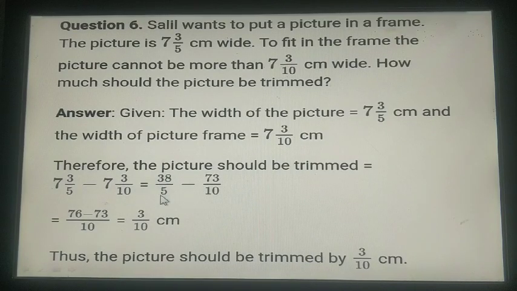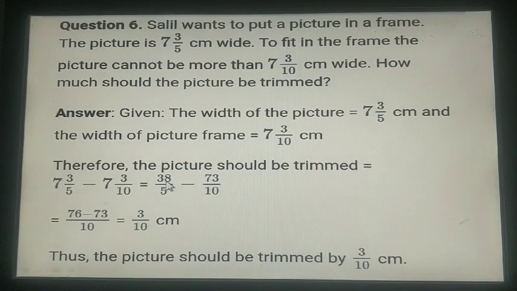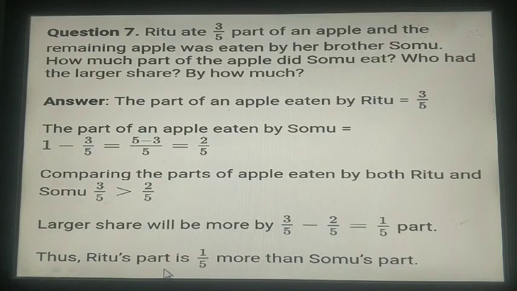Convert into improper fractions like this. Take the LCM of 5 and 10 as 10. So 10 divided by 5 is 2. 2 into 38, 76. Minus 10 divided by 10 is 1. 1 into 73 is 73. Your final answer is 3 by 10. So the picture has to be trimmed by 3 by 10 centimeters.